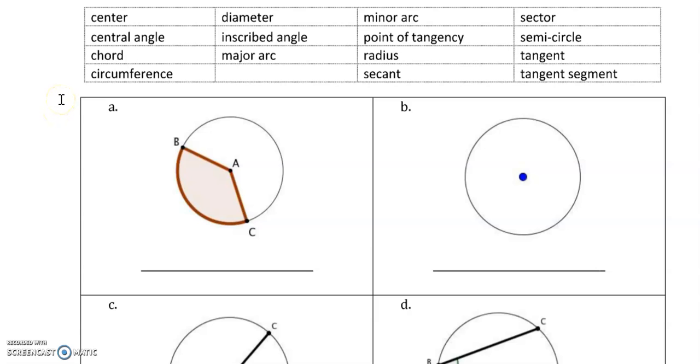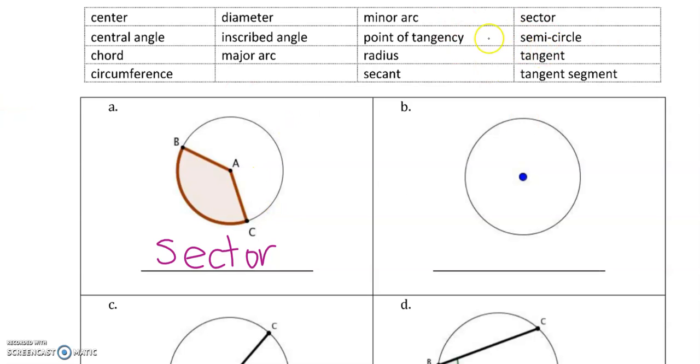In this video, we are going to practice identifying some different vocabulary terms within our circles. So we've got a couple of word banks. We'll also be reviewing notation for some of these different parts of our figures. So in this first figure, because you see that this part is shaded in, we know that we are actually talking about the sector. We often use shading or highlighting to focus in on what we're talking about.